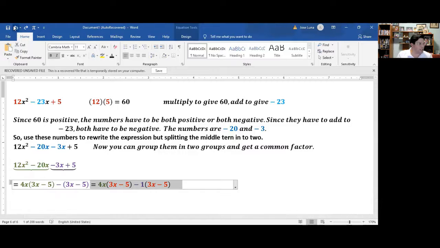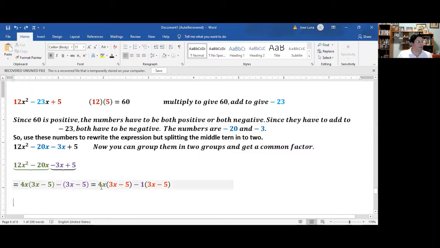I changed the color here a little just to show you something. The 4x is still the same 4x. The 3x minus 5 is this 3x minus 5. Then we have minus 1, which I wrote there. And then we have 3x minus 5, which is here. Now, I want you to notice that this first thing and this second thing are being subtracted. But they have something in common. I indicated it in red. That is, 3x minus 5 is a common factor.